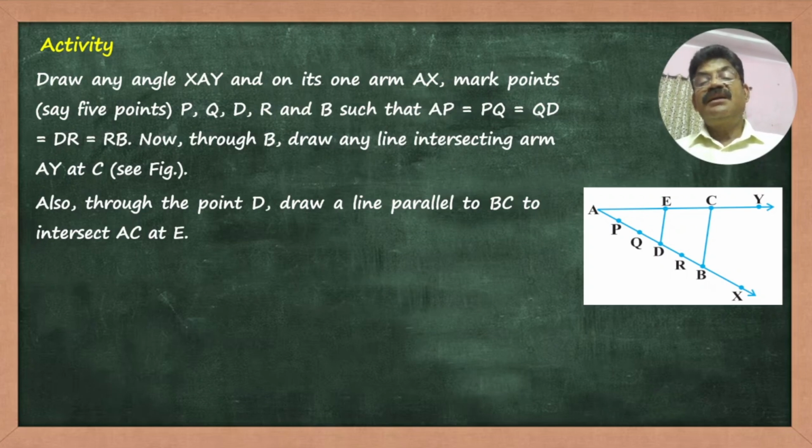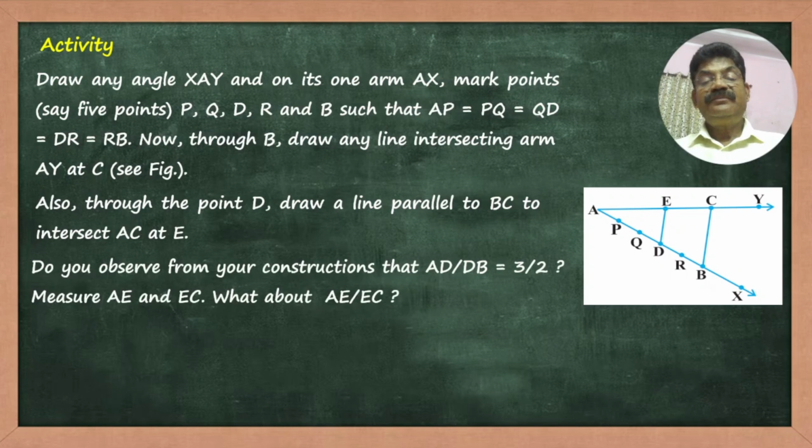So first you marked P, Q, D, R, B, the points in such a way that AP is equal to PQ is equal to QD is equal to DR is equal to RB. And you draw a straight line from B to AY which touches at C. Next you draw another line from D to AY parallel to BC to meet at E.